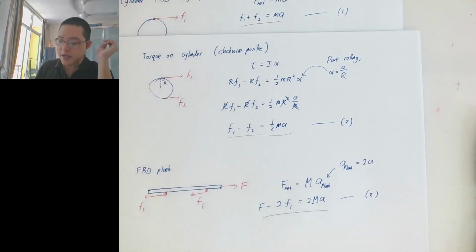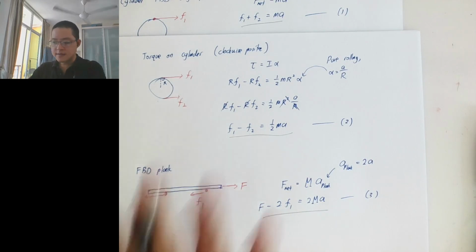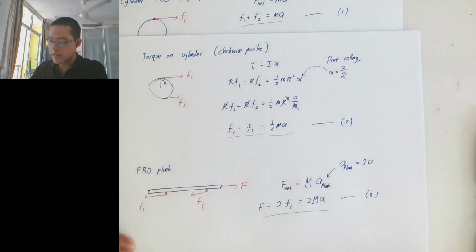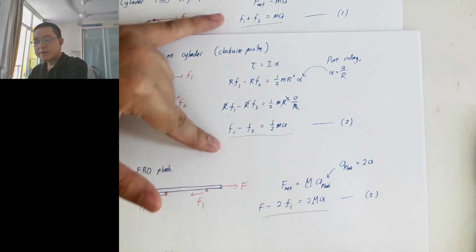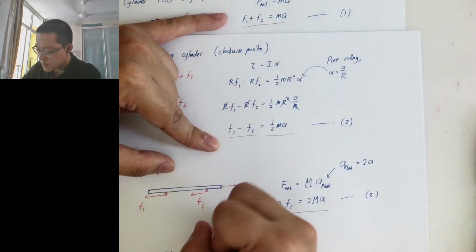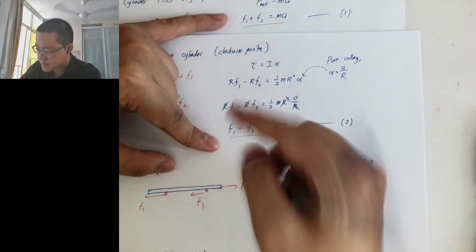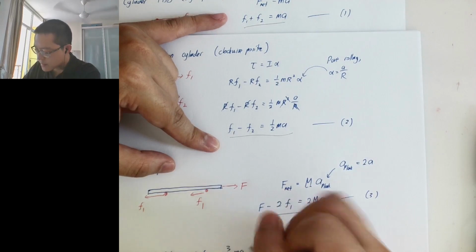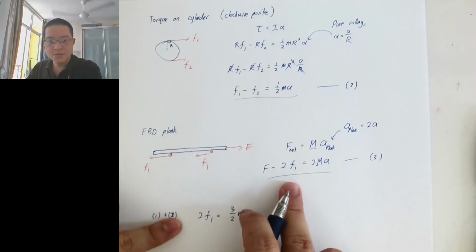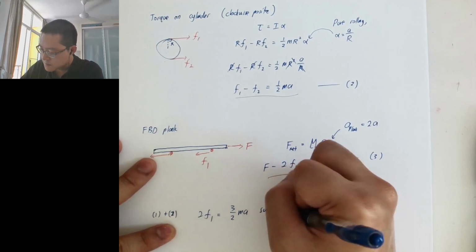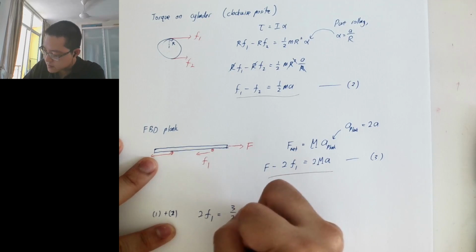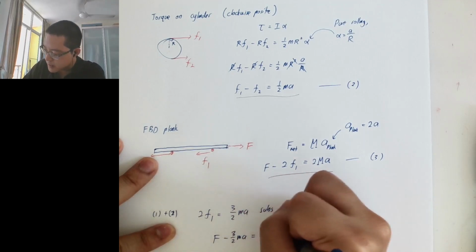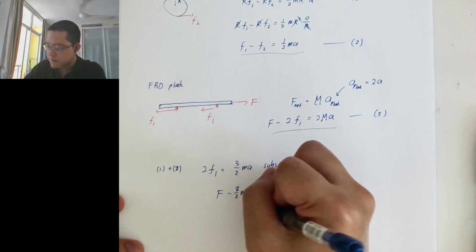So the tricky part is to get these 3 equations, but once you got these 3 equations, the rest has nothing to do with this anymore. Just solve it as any 3 equations. So I will solve it by equation 1 plus 2. If I take equation 1 plus 2, I will cancel the F2. I got 2F1 is equal to this plus this, so I got 3 over 2 ma. Then I can substitute this into equation 3. Then I got F minus 3 over 2 ma is equal to 2 big M times A. Then you just solve for A.